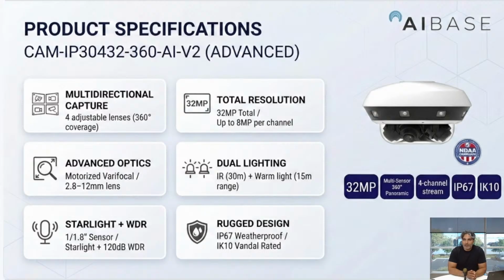But I guess the biggest difference between this camera and the core 4 megapixel model we looked at before is that these lenses are motorized. What that means is you can zoom in, zoom out. They can go from 2.8 millimeter, which is a wider view, around 110 degrees, to 12 millimeter, which is a very narrow, focused, zoomed-in view. So it can zoom in and zoom out. That's what makes this camera more powerful and more advanced than the core model.